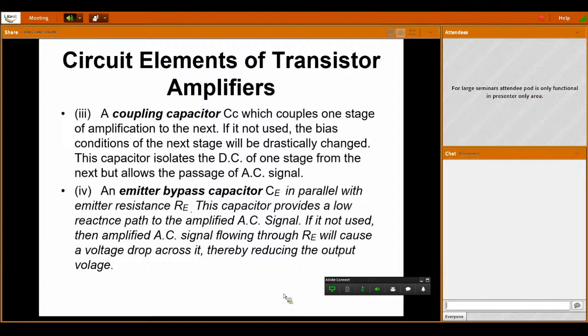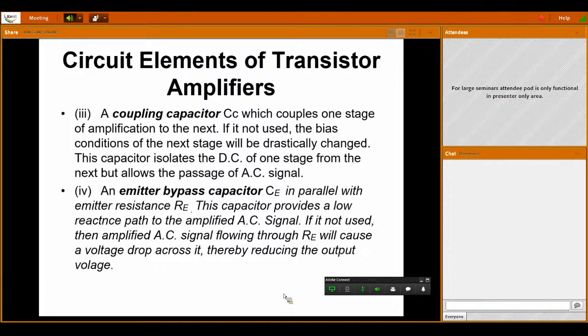a coupling capacitor is connected at the output as well. We can couple at the collector terminal of your transistor with a coupling capacitor, which can transfer the output of the first amplifier stage to the input of the next amplifier stage. If the coupling capacitor is not used, the bias conditions of the first stage will drastically change, so it can disturb the second stage output biasing. Hence, in order to avoid that, we should not couple any DC signal from the first stage to the second stage.